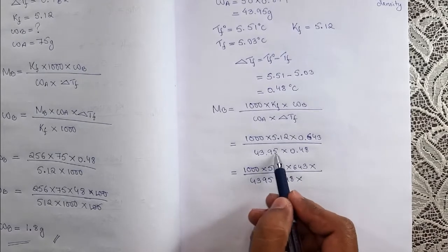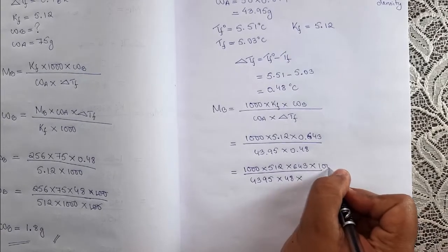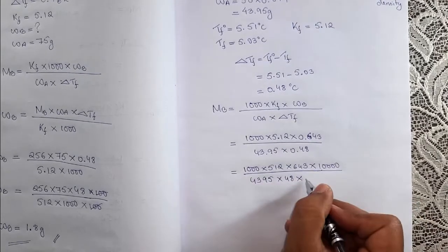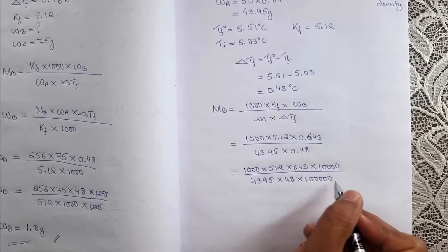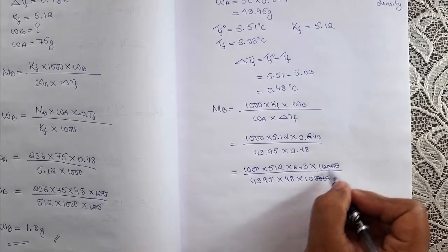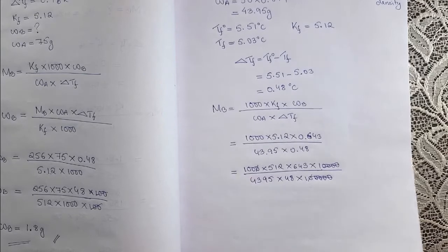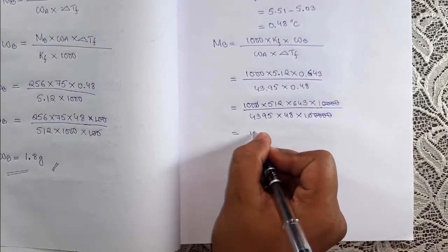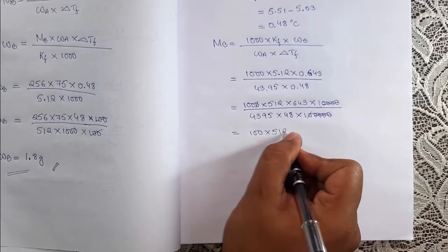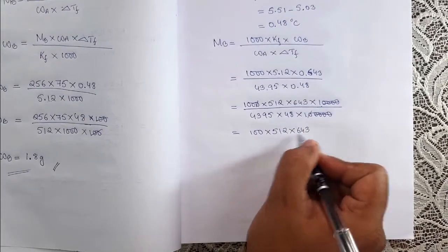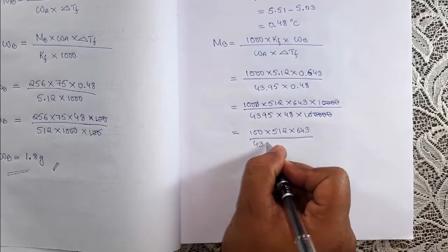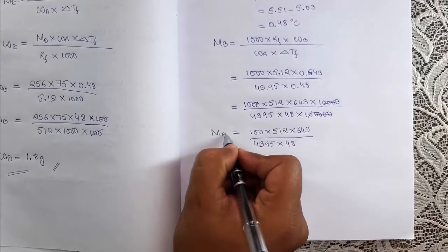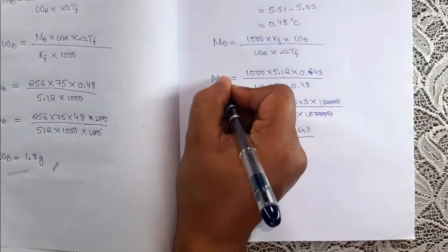After the point I have 1, 2, 3, 4, so I'll put 4 zeros above. And after the point I have 1, 2, 3, 4, 5, so I have 5 zeros below. I'll just cancel the zeros here. So we have 100 into 512 multiplied by 643 divided by 4395 into 48. So let's put here MB.